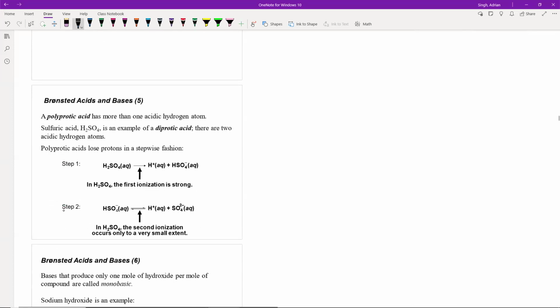Polyprotic acids, on the other hand, can donate more than one proton. Poly here means many, and protic again means protons, H pluses. They have more than one acidic hydrogen. And acidic just means H's that can be lost. Because there are other H's in formulas that are held tightly, and other H's that are lost. The ones that are given up, or donated, or lost, those are called acidic hydrogen.